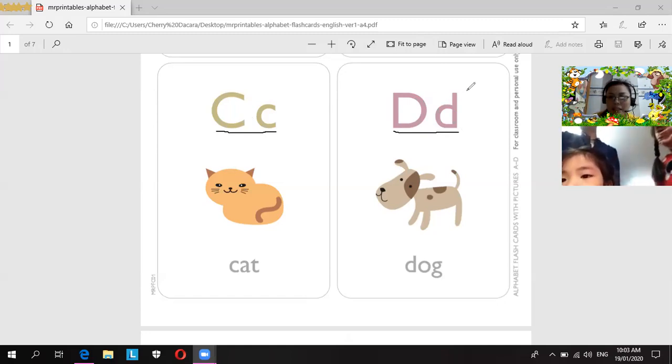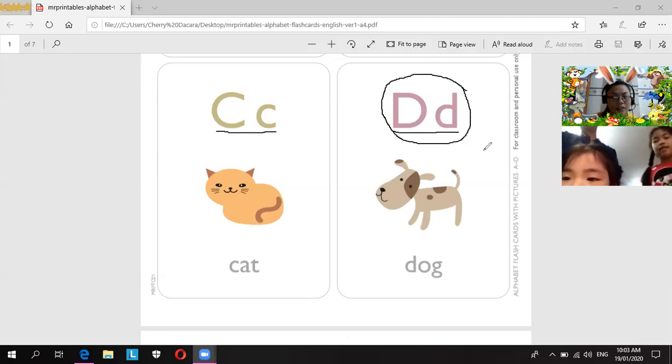Again, Bong, what letter is this? Letter Z. Okay, good job, Bong. Let me give you another 5 stars. 1, 2, 3, 4, 5. Very good.